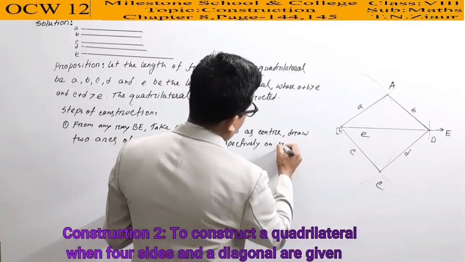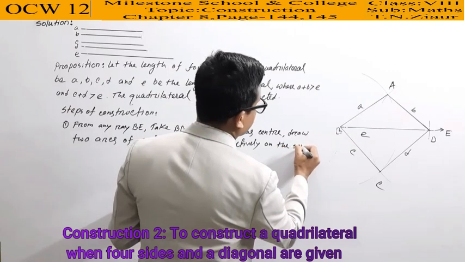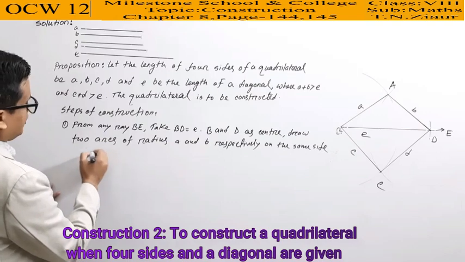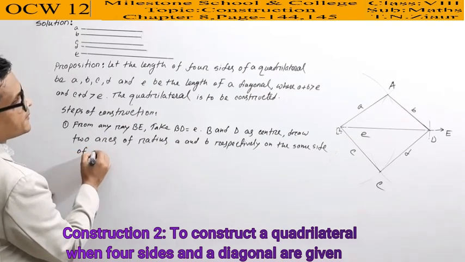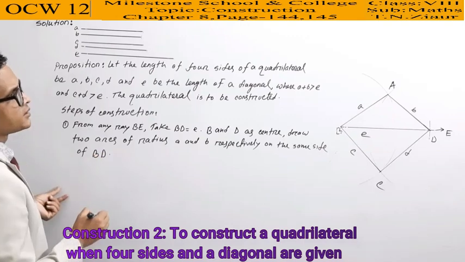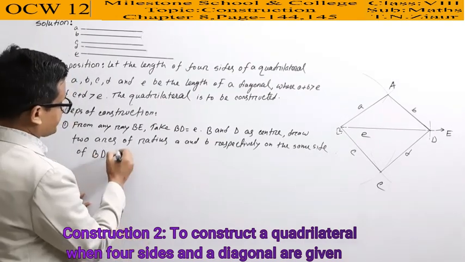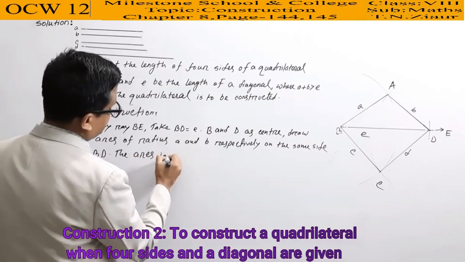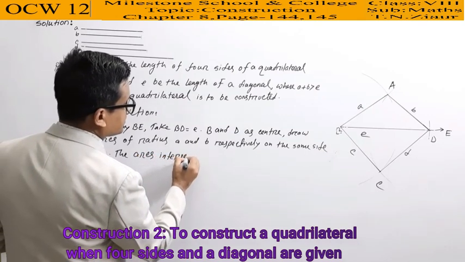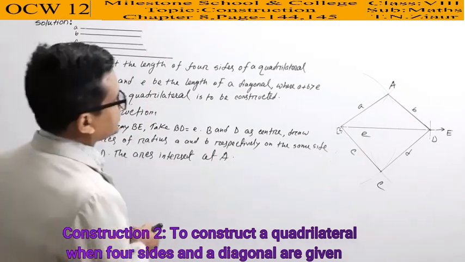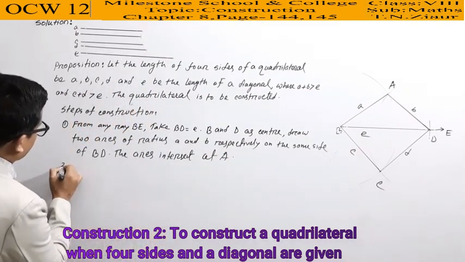on the same side of BD. Okay, the arcs intersect at A, students. Now step number 2.